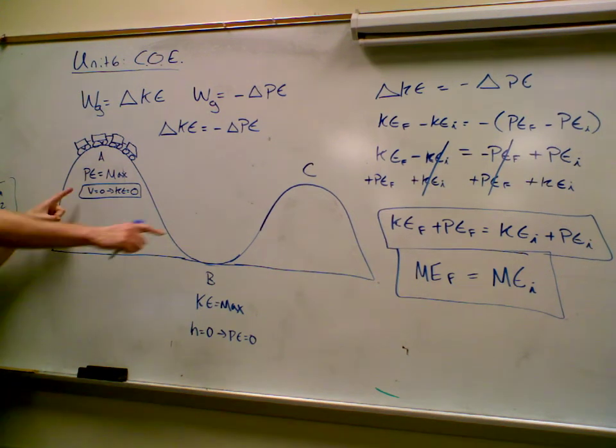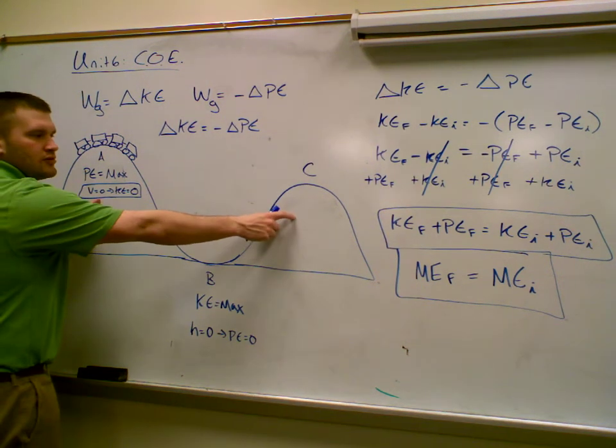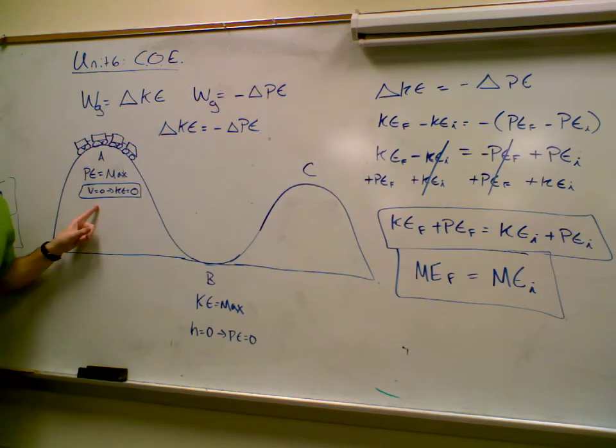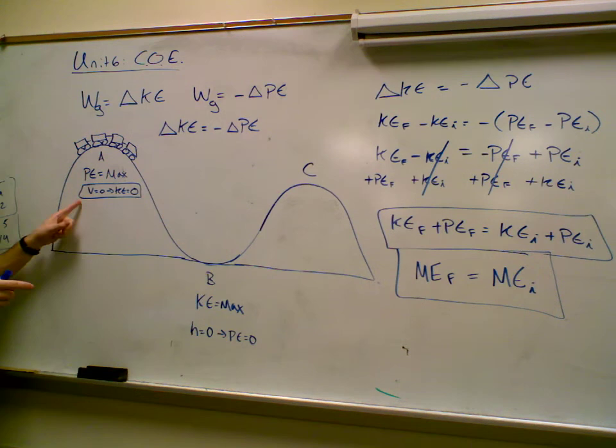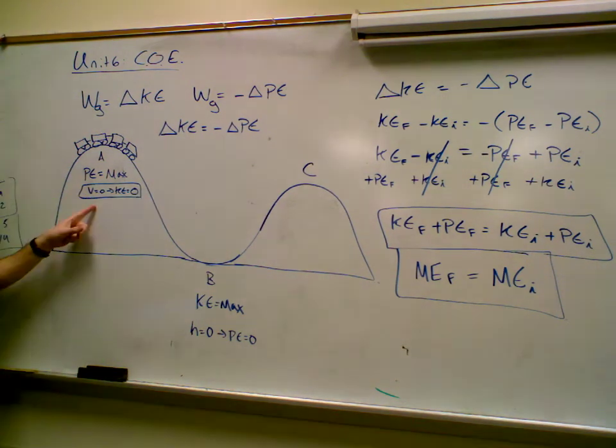So how do the potential energies here compare? C is less than A, right? But how does the kinetic energy at C compare to the kinetic at A? It's got to be bigger. It's got to be more, right?